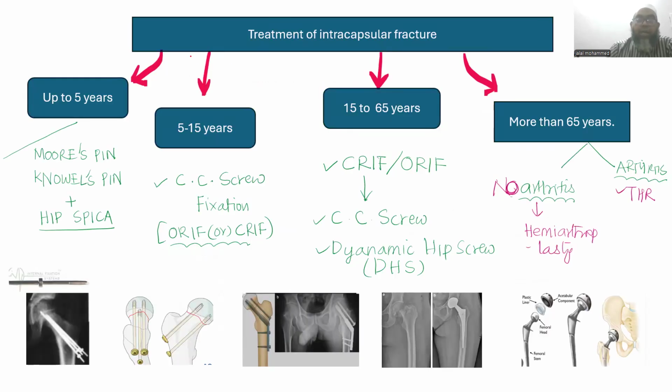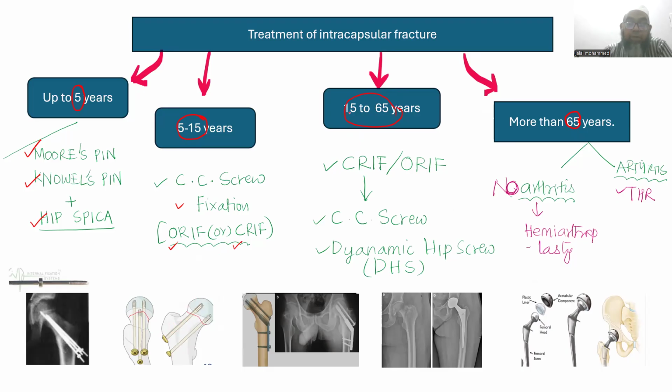Once you have diagnosed an intracapsular fracture, you need to manage it. So the management of intracapsular fracture varies with age. So we classify according to age: less than 5 years, 5 to 15 years, 15 to 65 years, and the patient coming with a neck fracture at more than 65 years. If it is up to 5 years, we can just go for reduction, either closed or open, and put pins, Moore's pins or Knowles pins, and if needed a hip spica application. If the patient is 5 to 15 years, we can fix it with this too. We can go with either closed reduction or open reduction depending on the pattern of the fracture and the reduction.